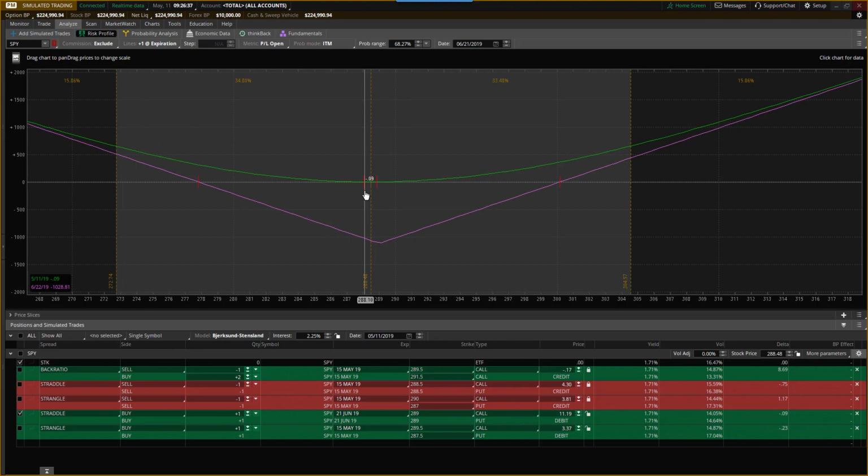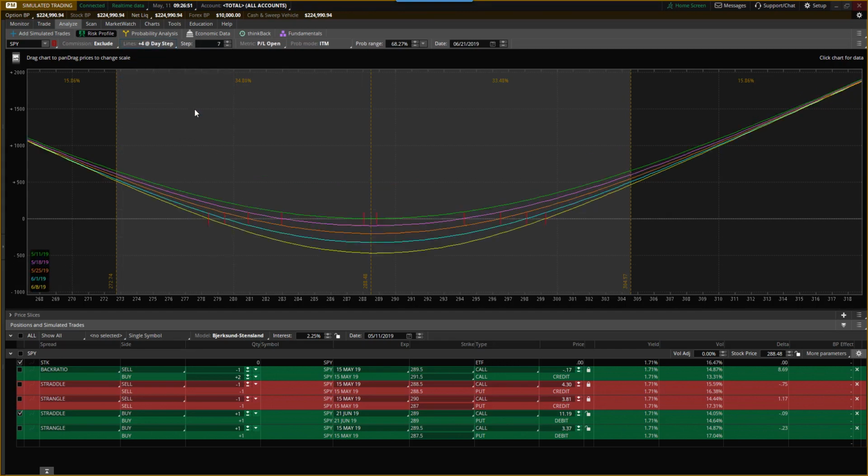But as time goes by, we will start to sink into this valley of loss. So we do need a move. We can't just languish here waiting forever for the move that we need. And we can look at the day step, and we can set our date up here. So for this trade, we can go to June 21, which means we can spread these lines out a little bit.